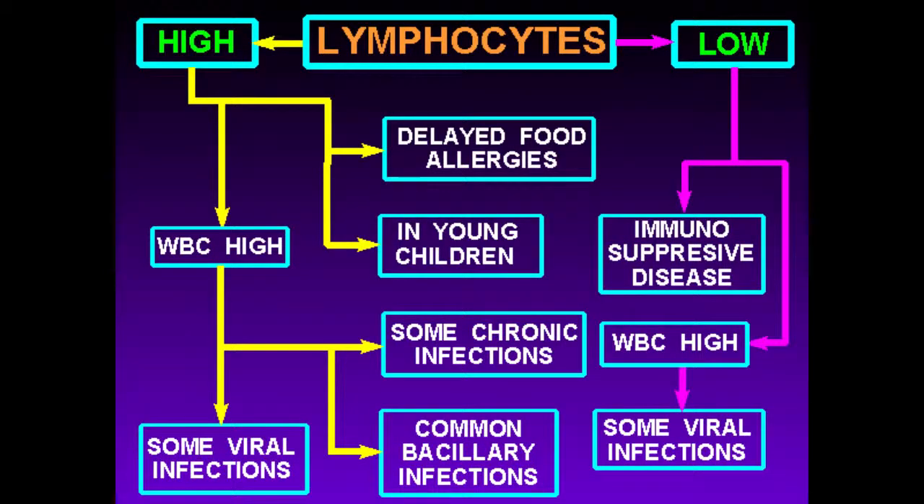An elevated white count with a preponderance of lymphocytes suggests an acute, probably viral infection. A high lymphocyte count is seen in delayed food reactions, some chronic infections, bacillary infections, and as a normal finding in infants and young children. Low lymphocyte populations suggest a viral infection when the white count is elevated, and they also elevate in immunosuppressive disease.